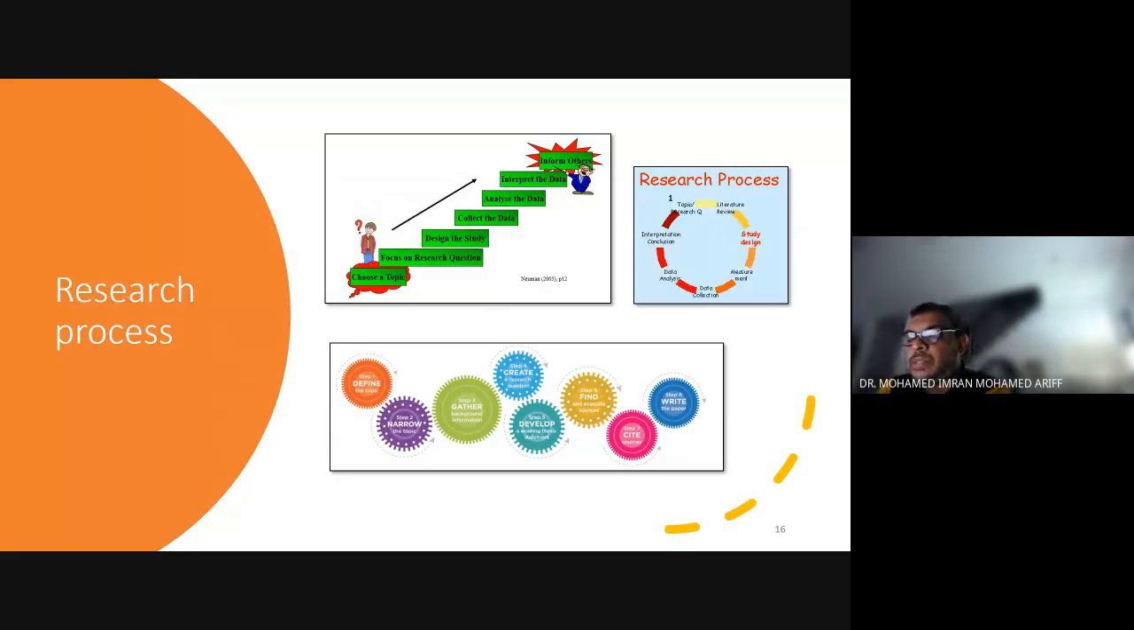Saya bagi seminit untuk awak memikirkan masalah. Okay, boleh? Ada soalan dalam chat room ke apakah? Okay.